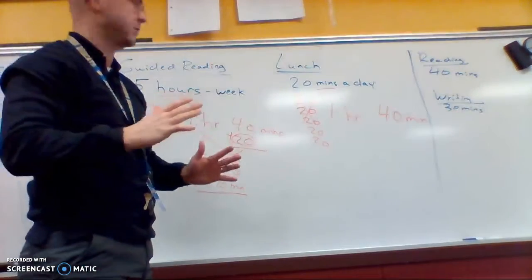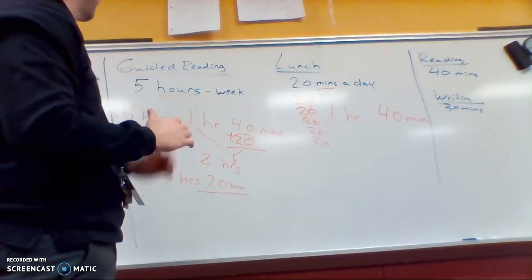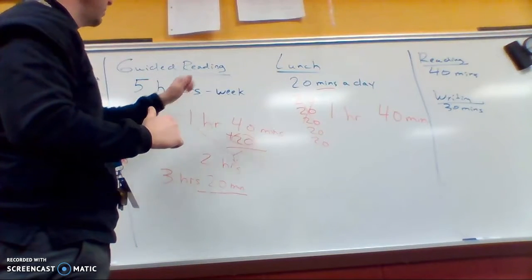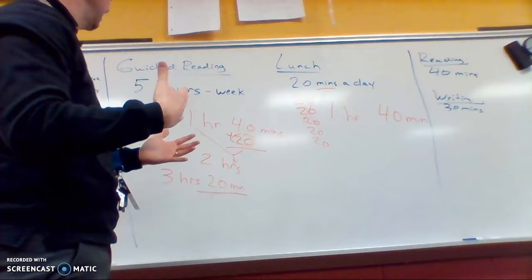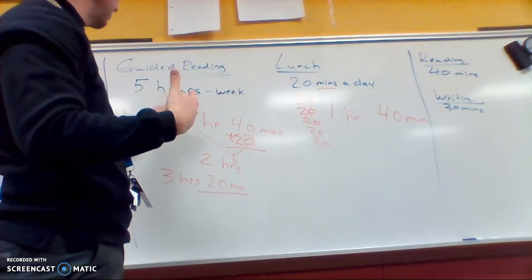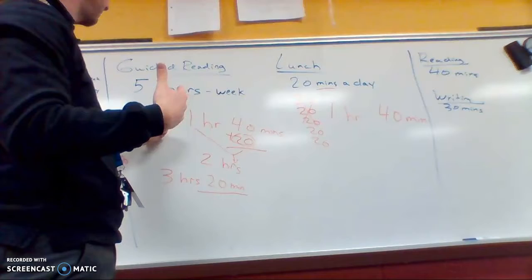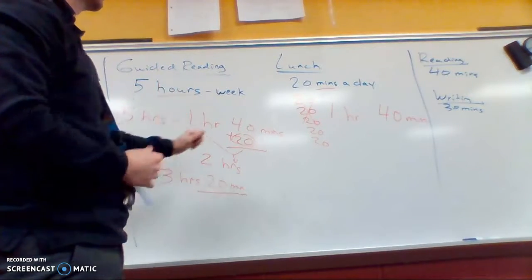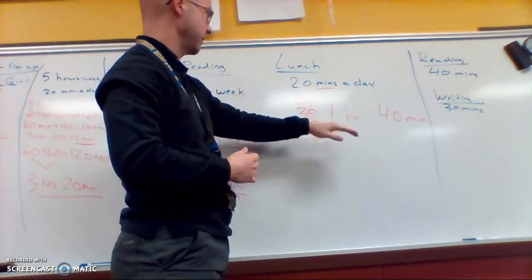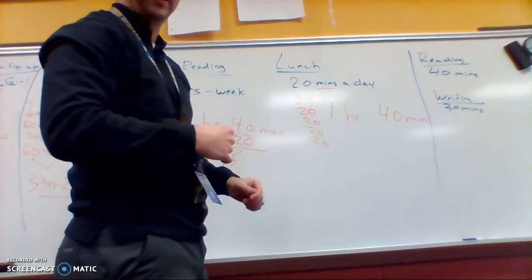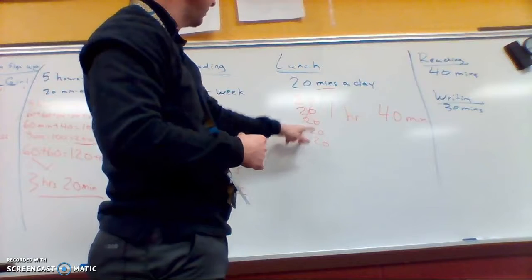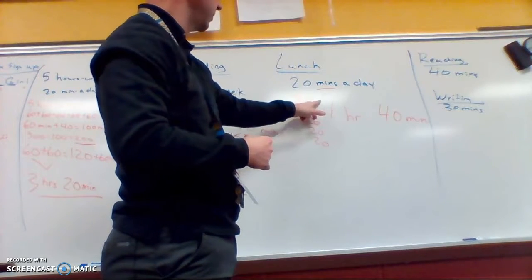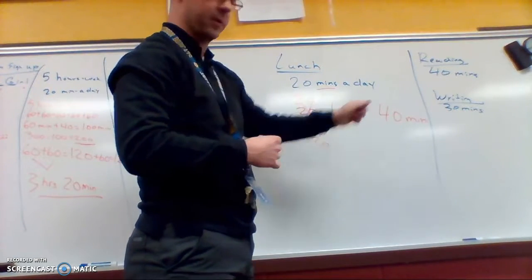We looked at how to tell the difference between guided reading and lunch, about how much longer guided reading is. So we looked at taking this 5 hours, keeping it the same, and then we looked at this 20 minutes a day for lunch and converting that into hours and minutes. So what I did was I listed how many lunch periods we had. There were 5. I grouped them together knowing that 20, 20, and 20 is an hour. We were left with an hour 40.